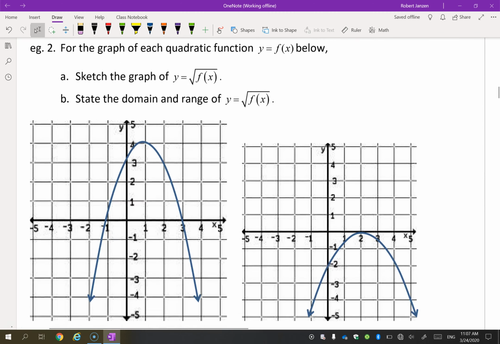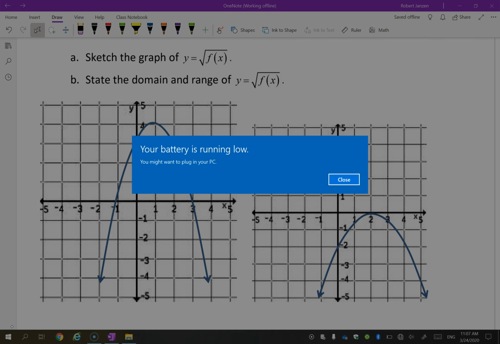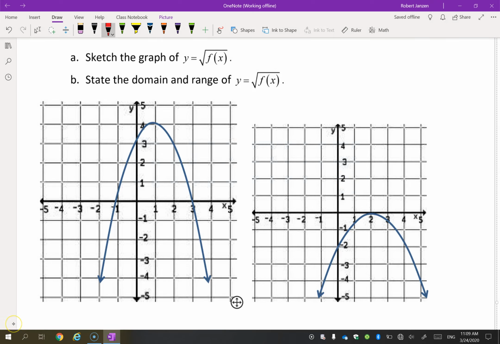Alright, so now a couple of different looking graphs, but we're going to follow the same principles. Okay, so now I got it plugged in. So take a look at this graph. Let's follow the same principles. This is the graph of f of x, and we're going to take the root of it. So first of all, where is the graph 0? Here and here, right? Because f of x is 0, the root of f of x is 0.